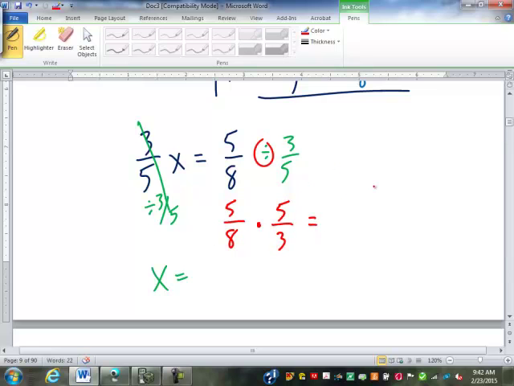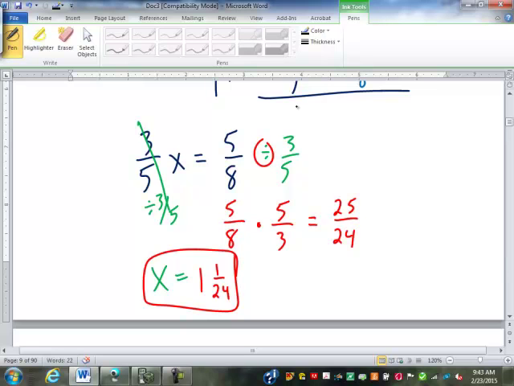Now we can cross cancel, but at this point there's nothing that will cancel out. 5 times 5 is 25. 8 times 3 is 24, which is 1 and 1/24. This is x. What do you think? Better than a sharp stick in the eye?